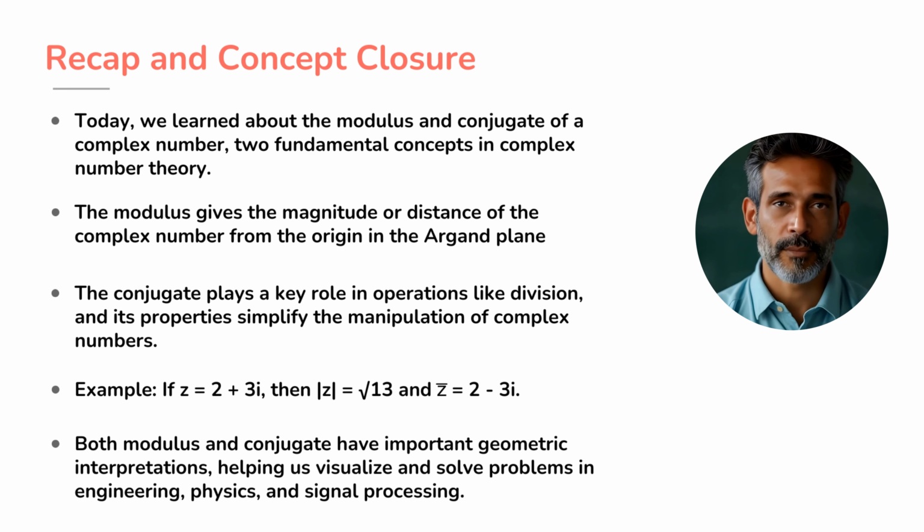Let's recap. We explored two key ideas, the modulus and the conjugate of a complex number. The modulus gives the magnitude or distance of the point from the origin in the Argand plane. The conjugate flips the sign of the imaginary part and is especially useful in division and simplification. For example, if z = 2 + 3ι, then |z| = √13 and the conjugate z̄ = 2 - 3ι.